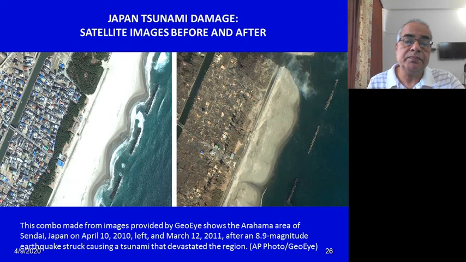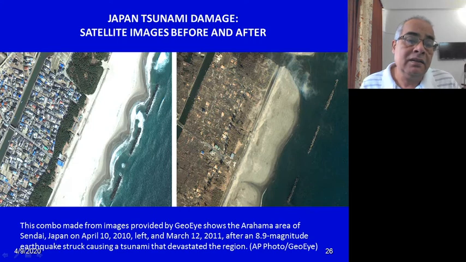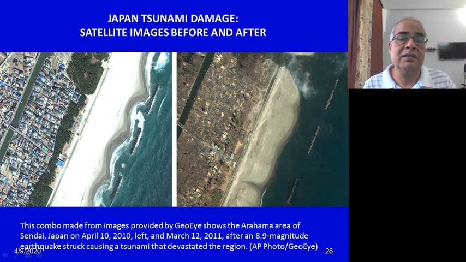You see, this is the image provided by GeoEye. It is of the Arahama area of Sendai, Japan, on 10th of April 2010, right? You are seeing the image on the left hand side on 10th of April, and on the right you are seeing March 12, 2011. So we are seeing very good settlement which is present over there, but in this image everything has been devastated, right? So this is the before satellite image. We are seeing a lot of settlements, very good area development, but here almost everything has been devastated.